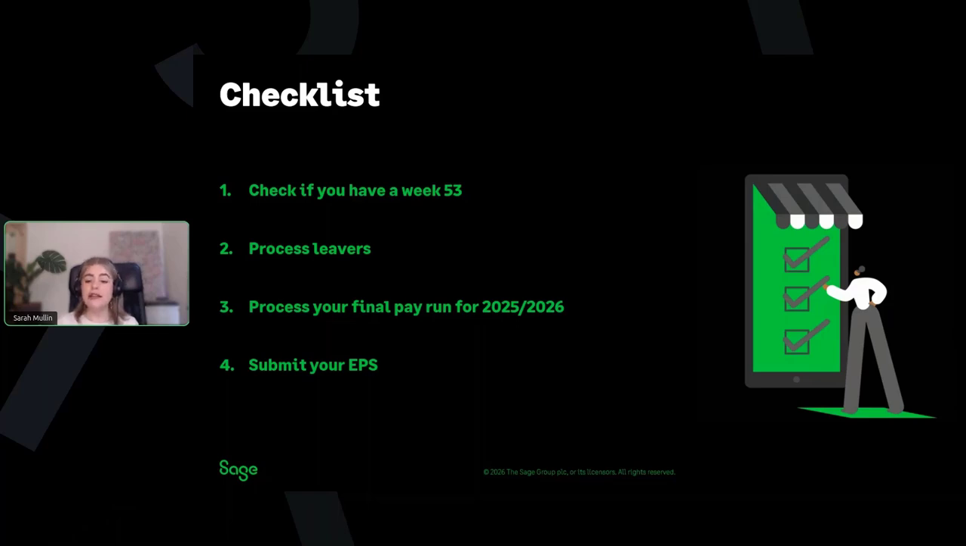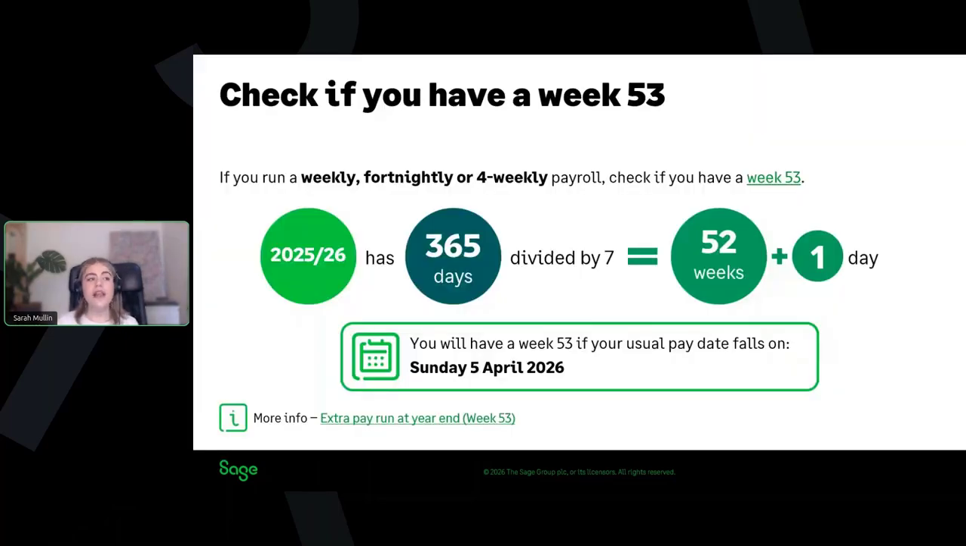So let's take a look at some of these steps. Let's start with step 1, week 53. So again, like I just mentioned, if you pay staff monthly, week 53 doesn't apply. So for weekly, fortnightly, or 4-weekly payrolls, you might have a week 53 if your regular payday falls on the extra day at the end of the tax year.